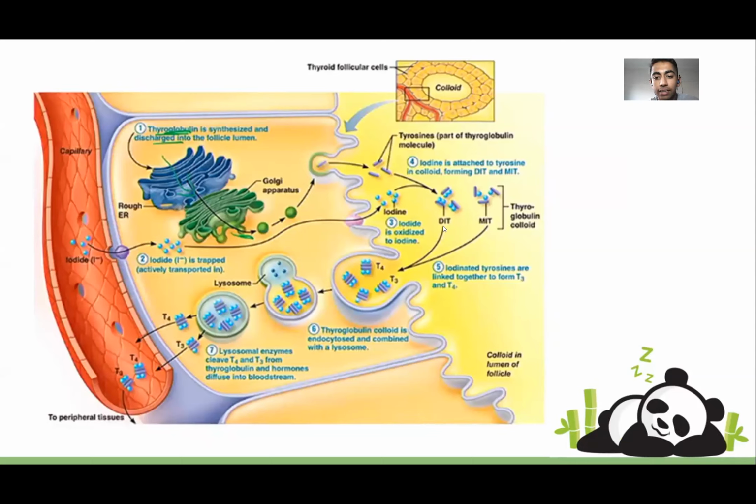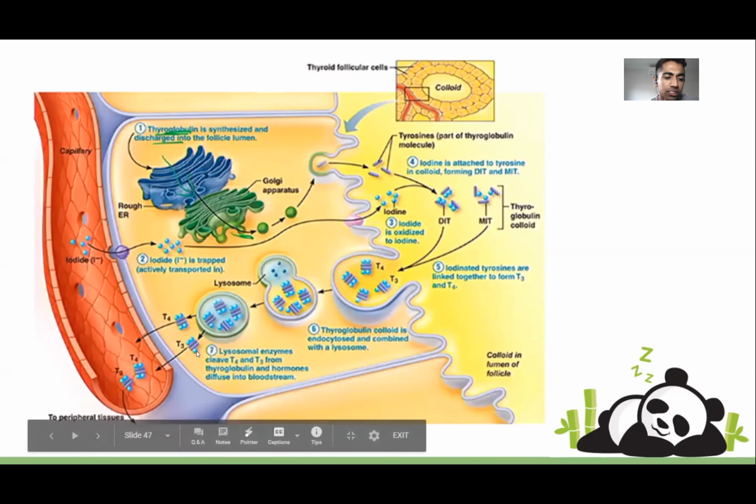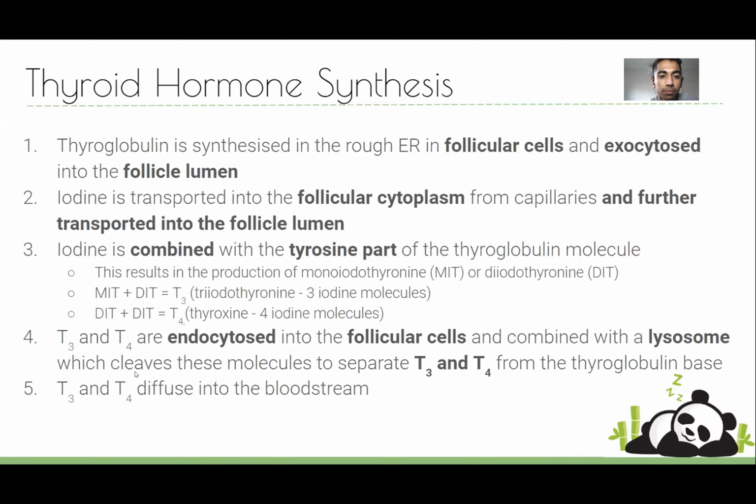If you've got a DIT plus an MIT, you're going to get T3 because you've got 3 iodine molecules there. If you get a DIT plus another DIT, you're going to get T4. That's where the naming comes from. Then it will get cleaved and processed, packaged in vesicles, and exocytosed back into your bloodstream.